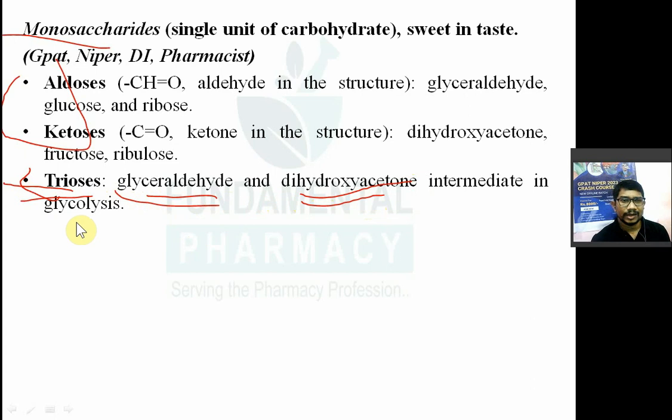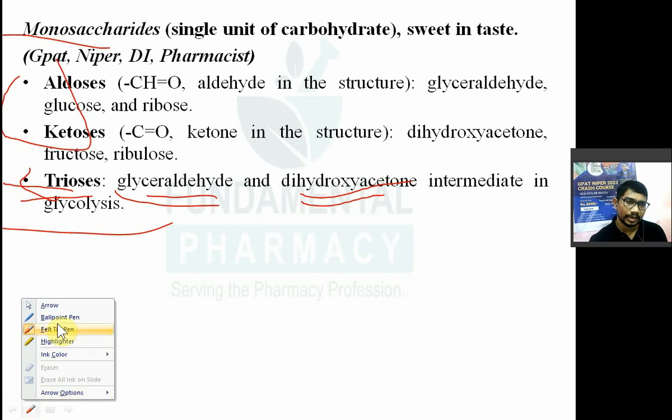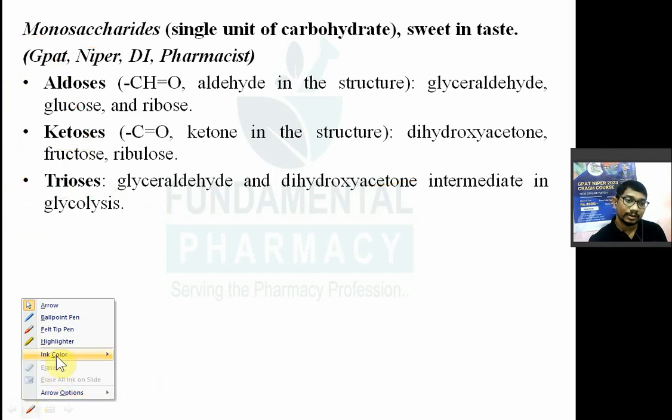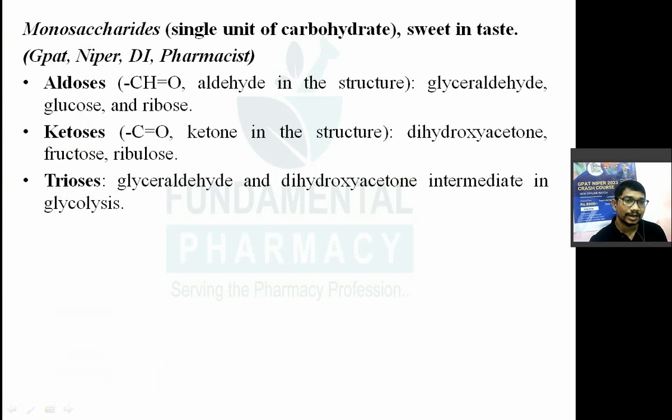Glyceraldehyde and dihydroxyacetone both are intermediates in glycolysis. These sugars are not found in nature; they are intermediates in glycolysis. Whenever there is a breakdown of glucose, that is glycolysis, in that metabolic pathway you will get glyceraldehyde 3 phosphate and dihydroxyacetone phosphate as intermediates. So they are three carbon atom containing sugars, known as trioses, right?